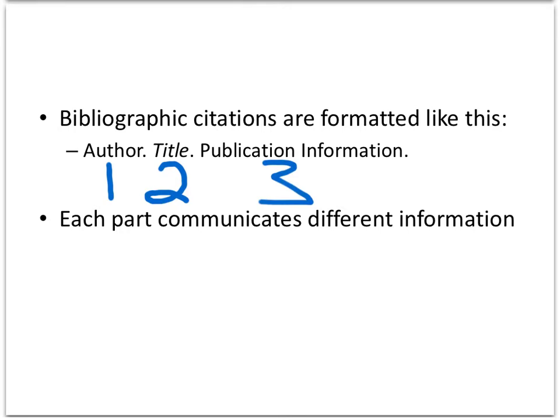No matter what we're citing, no matter what type of source it is, whether it's a book, an article, a film, a website, an email, they all will include those three pieces of information. So each one of those pieces of information are there to communicate a different type of information. So let's look at those and what they are.